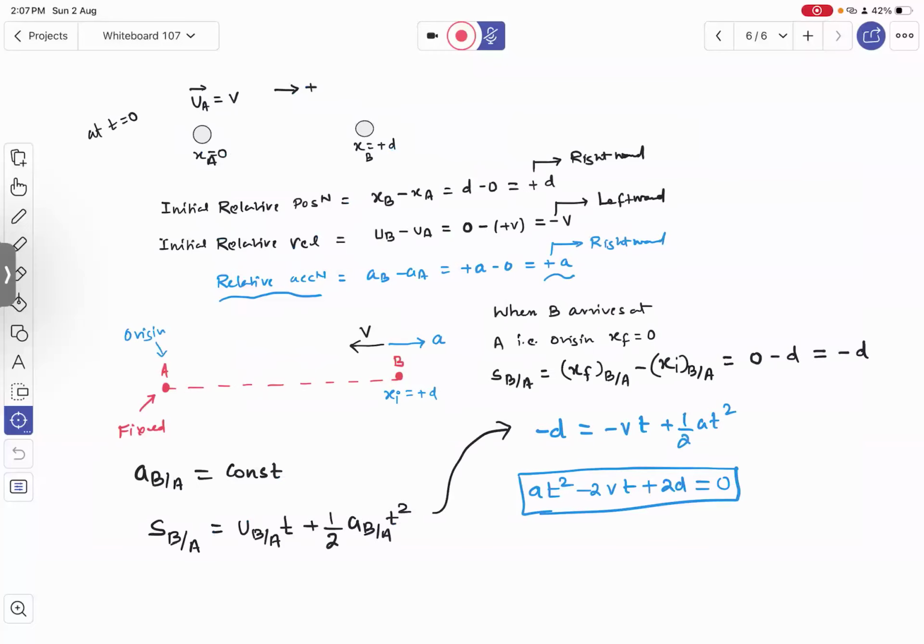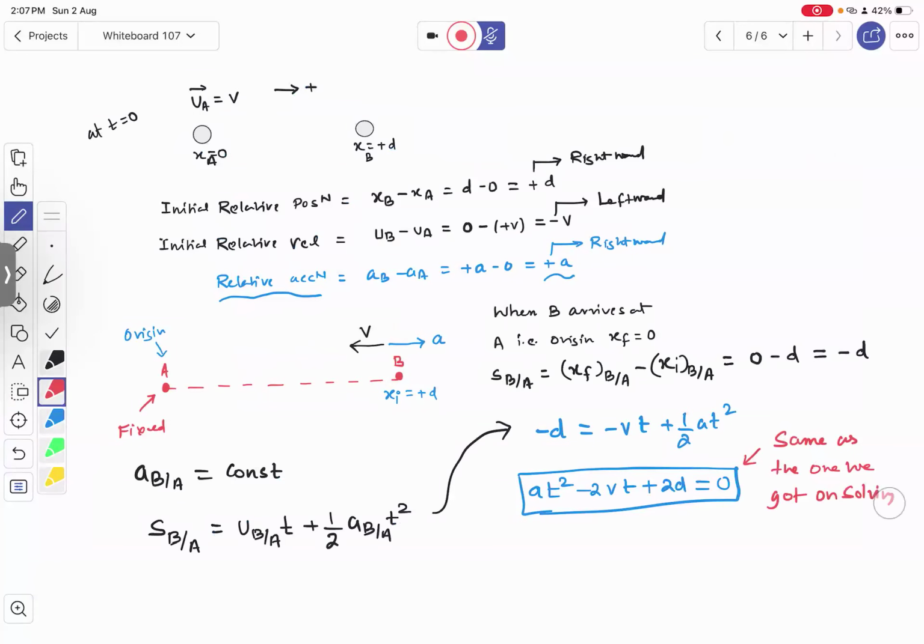I hope this thing is clear to everyone. That equation that we got here is the same as the one that we got from the ground frame, no? I hope everything is clear up till here, no? All of you understood now. Okay. So how to solve it maybe without using this equation?